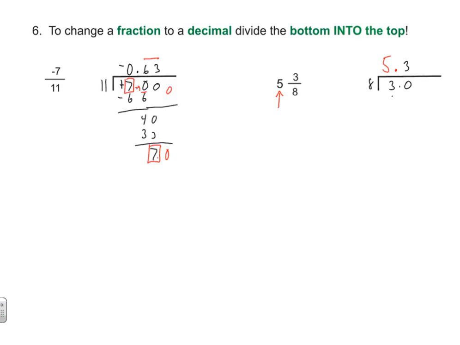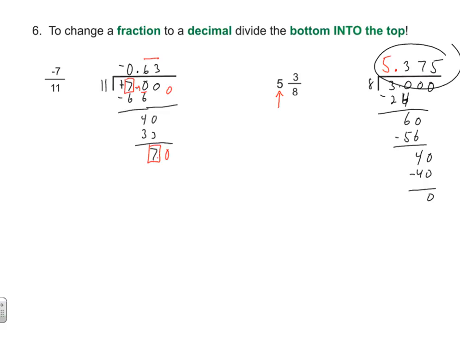And hopefully you say 3, and I get 24. I'm already thinking ahead to that remainder of 6, right? And then I need another 0. 8 goes into 60, 7. 8 times 7 is 56. And I get a 4. Another 0. 8 goes into 40 5 times. And there it is, no remainder. And the answer is 5.375. So the whole number is the part to the left of the decimal point, and the fraction becomes the part to the right of the decimal point.